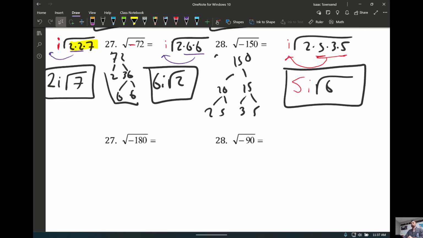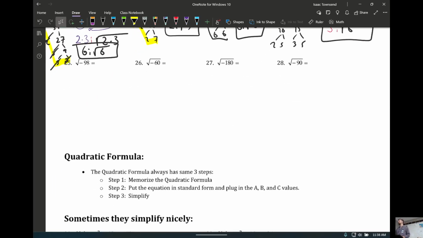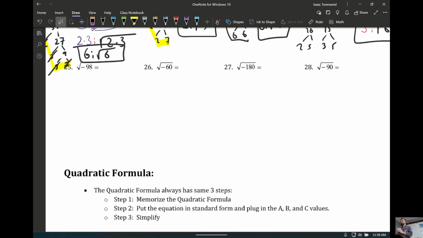So I'm going to freeze my screen here, and I'll give you a couple minutes to try the bottom 4 here. So I'd like you to try them before I show you my work and make sure you don't have any questions, because again, this is going to get tied into the quadratic formula, and you don't want to be struggling with this step of it to move on. So please do 25 through 28 in the next minute or two.